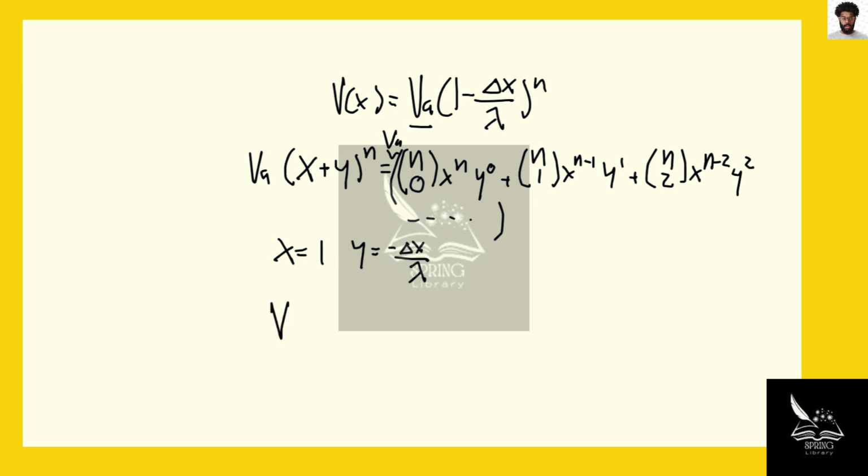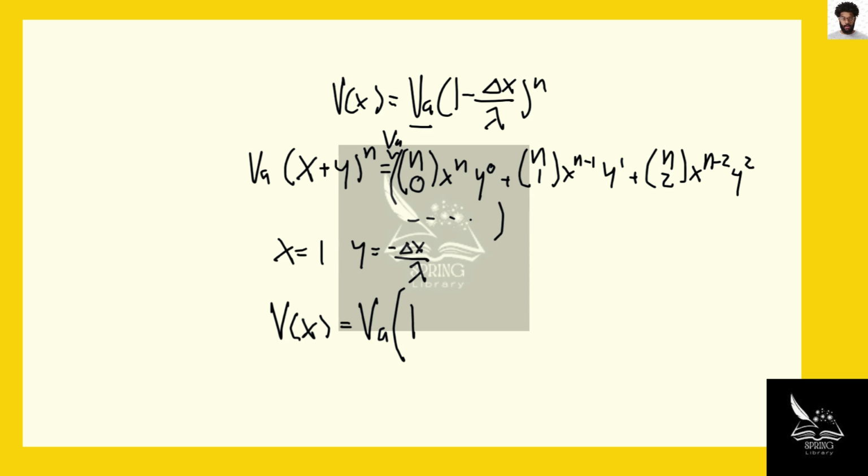If the binomial theorem is true, then V of x should be equal to V sub a, and we open a big parenthesis. Let's look at the first term. The first term is going to be n choose 0, which is just 1, times x to the n. Well, x is 1, so that's 1 times 1, and then y to the 0, which once again is just 1, since anything raised to the 0th power is 1. So our first term is just 1.